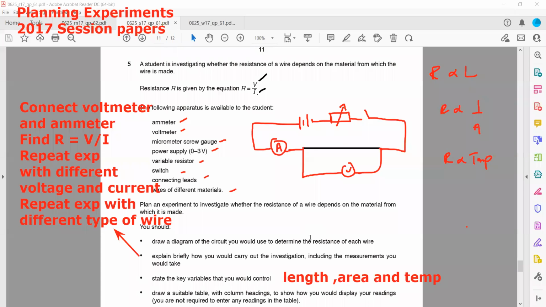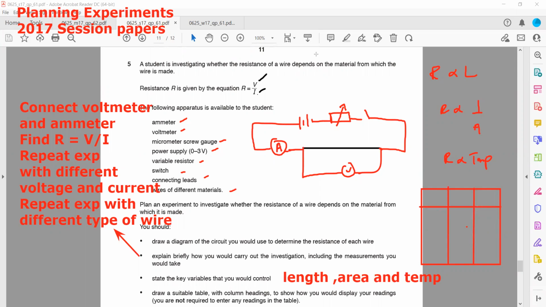Then draw a suitable table with column headings showing how you display your readings. So how we'll represent or display, we don't have to write anything, we just have to represent how we display our result. So we will have, because we are measuring a voltage, we are measuring a current, and we are calculating a resistance.